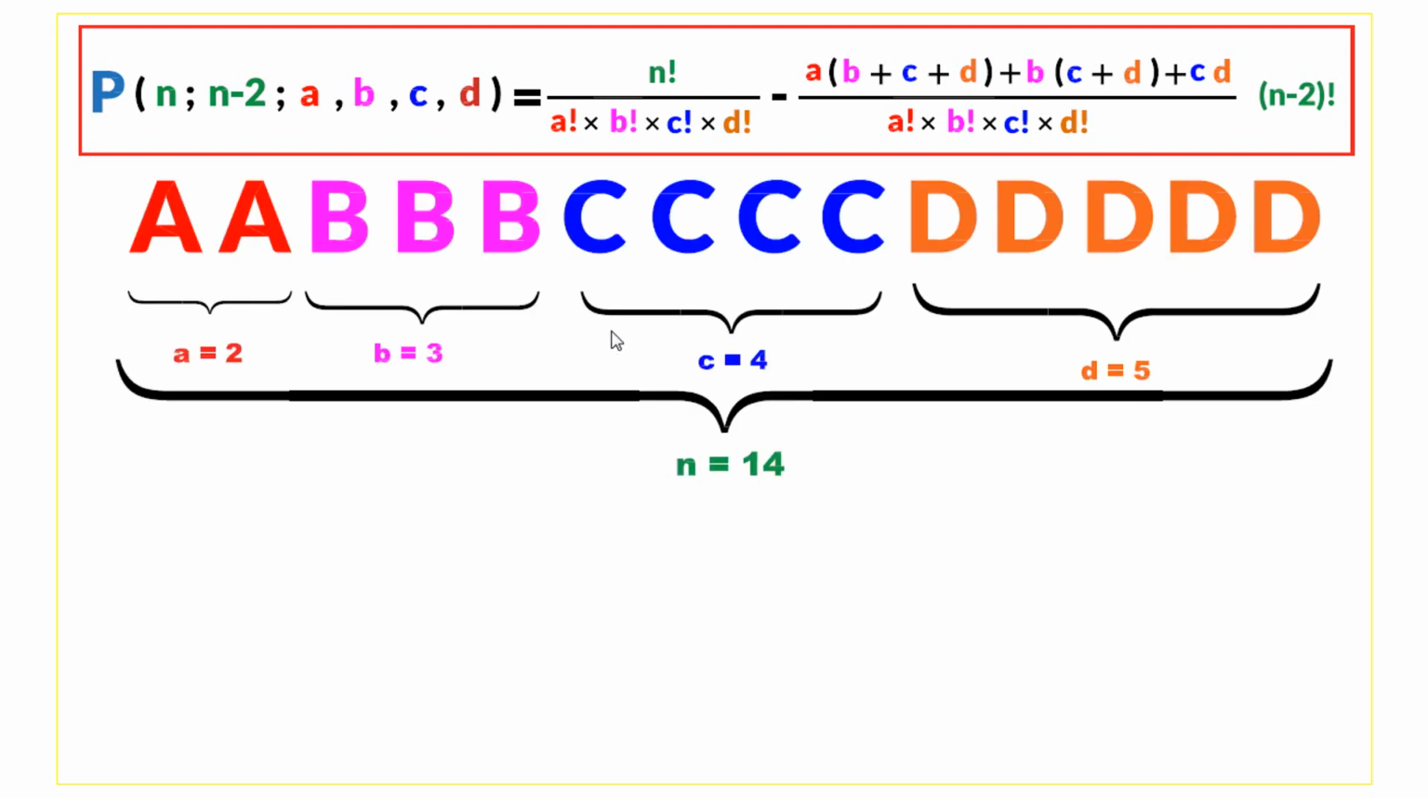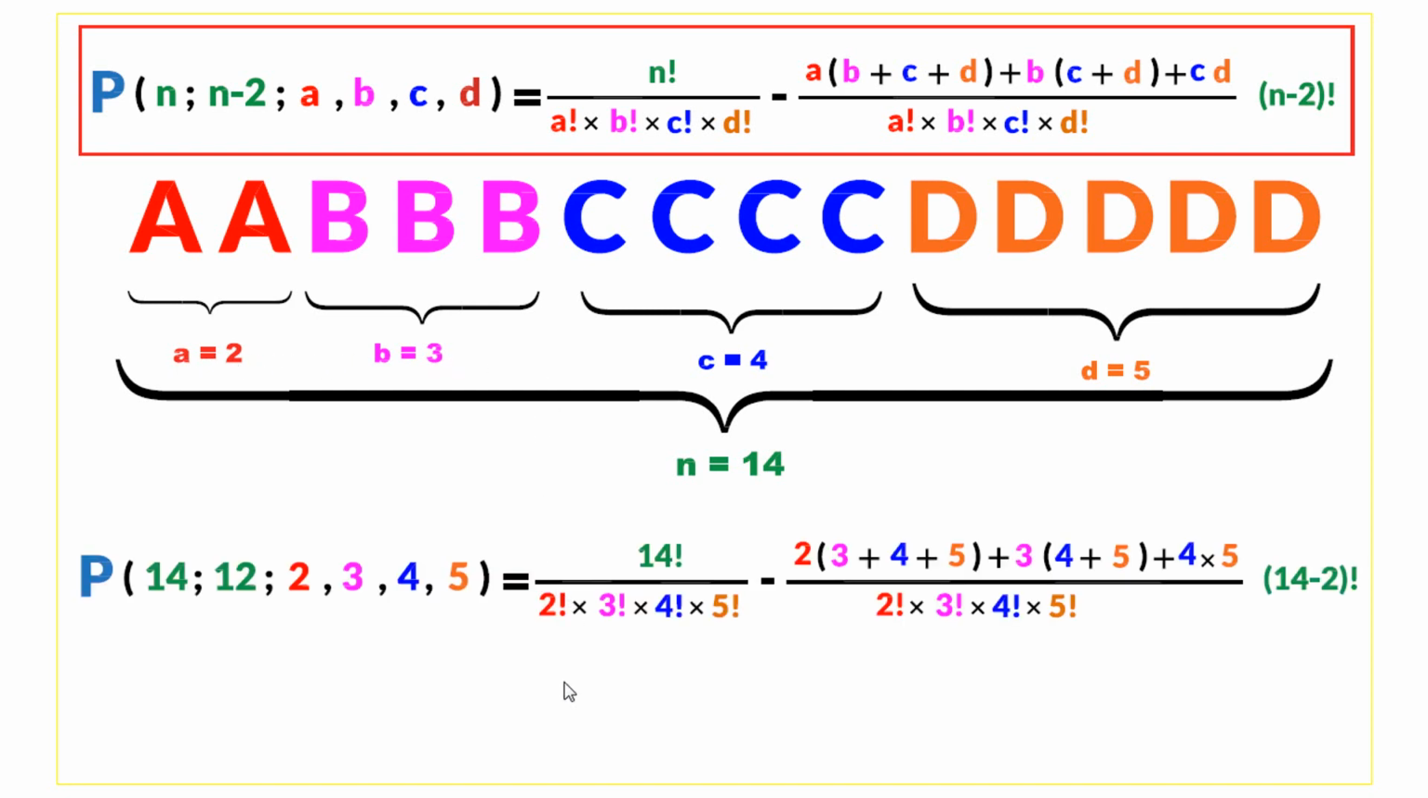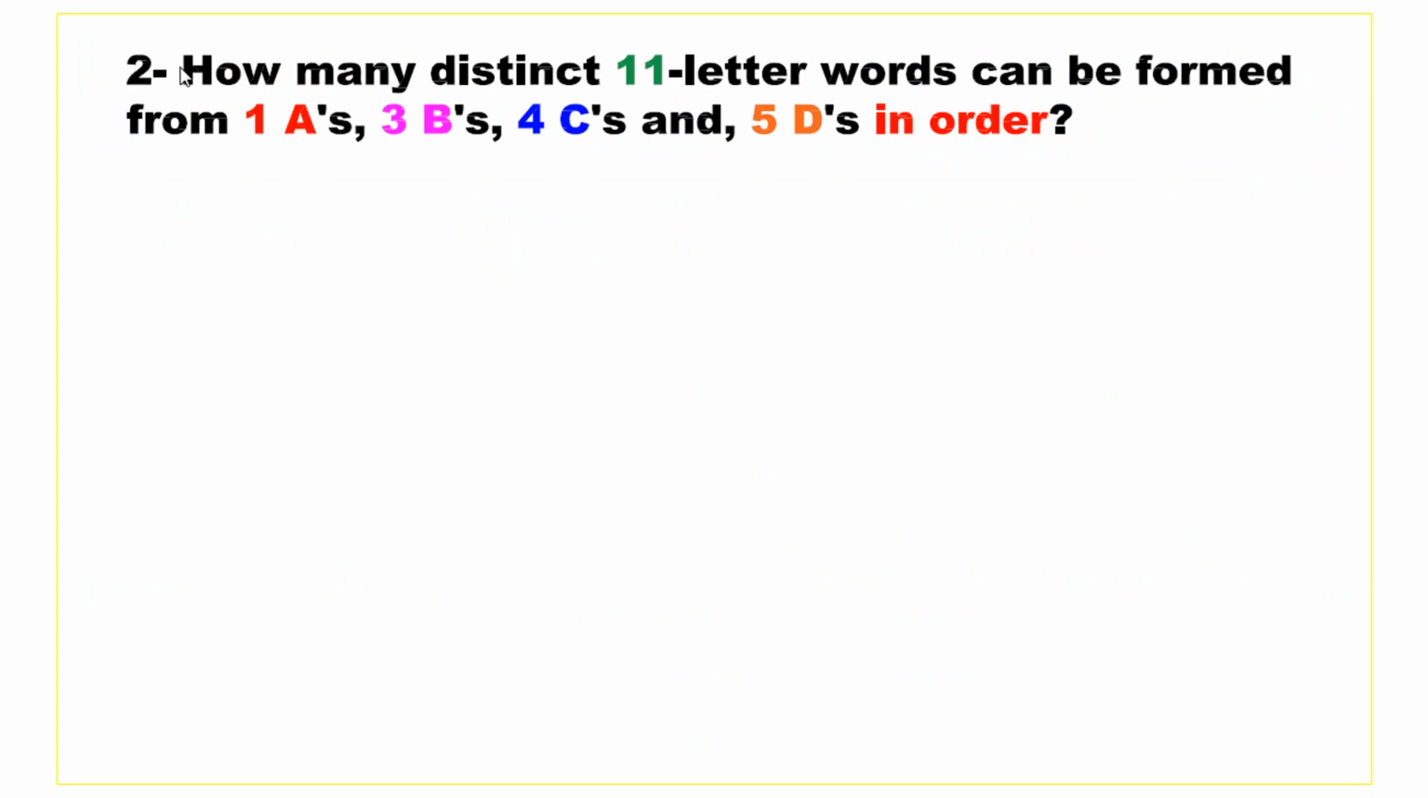So we have 14-letter words, and we need to compose 12-letter words. So that's why we have here n minus 2. So we replace each a with 2 and b with 3 and so on, and we get these numerical fractions, and the final answer is 1,538,460.